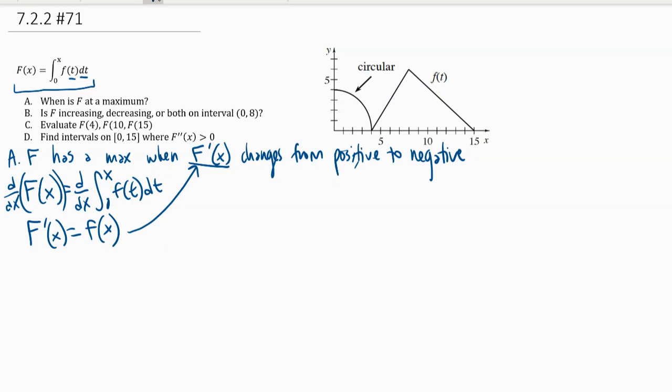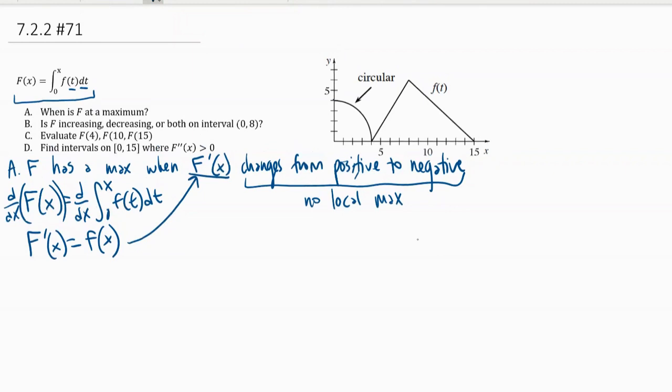And what I notice is that that doesn't happen. So I don't have a local maximum. So this does not happen. So that means there is no local max. Well, if there's no local max, then how can there be a maximum? Okay, well, we also do have endpoints, right? My graph is ending. So let's figure out what's happening on capital F.